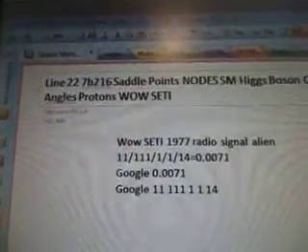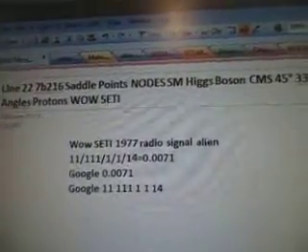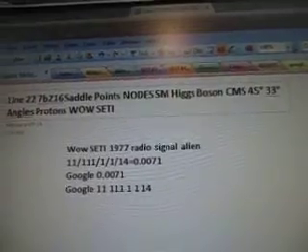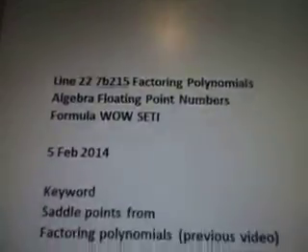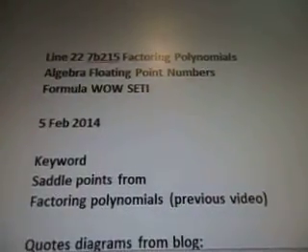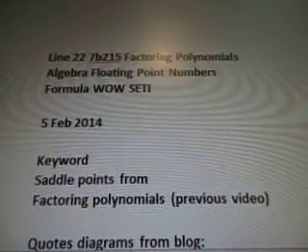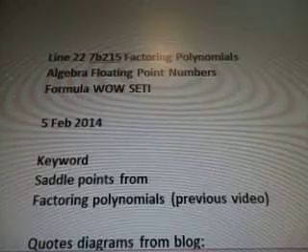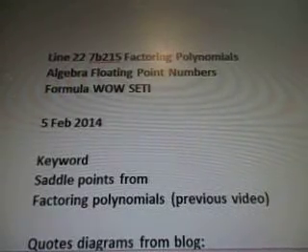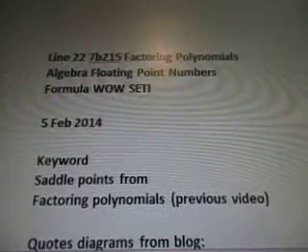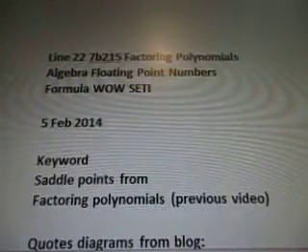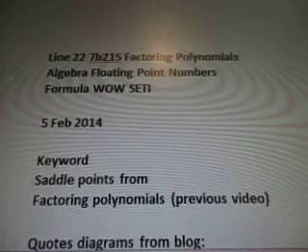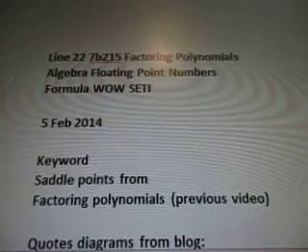22 7B216, saddle points, nodes, SM Higgs Boson, CMS, 45 degrees, 33 degrees, angles, protons, Wow Seti. There's the alien radio signal there. And we're going to talk about nodes, wires, DARPA, cougar. That's fiber optic. Hollow core fiber optic wires.